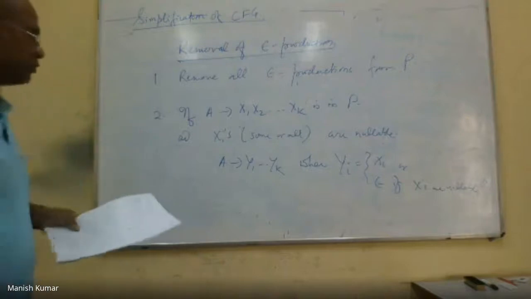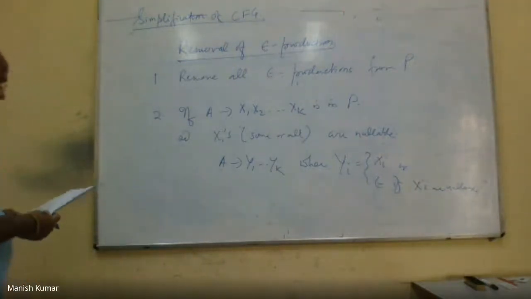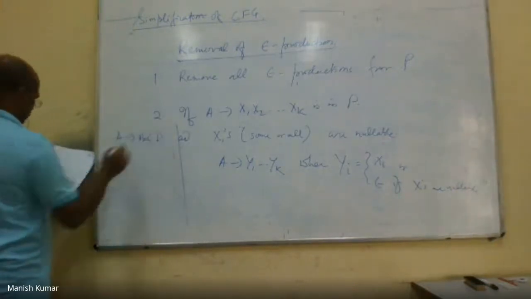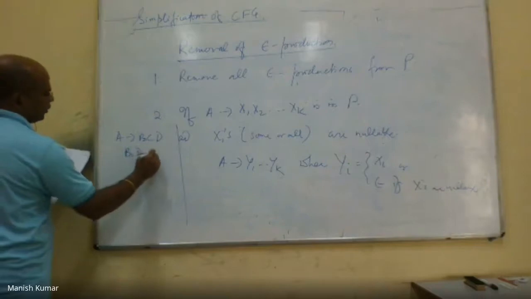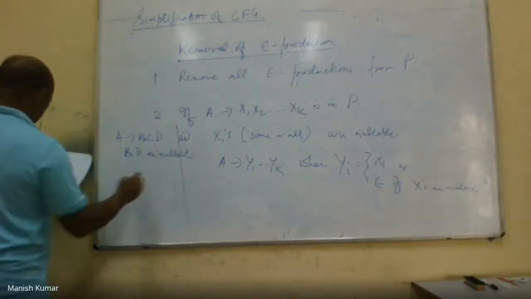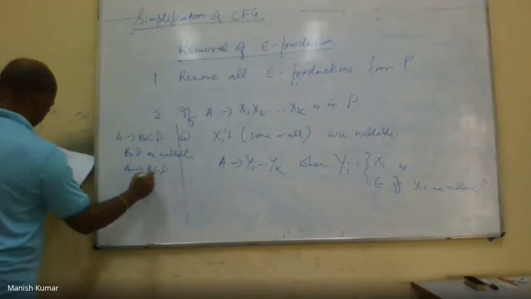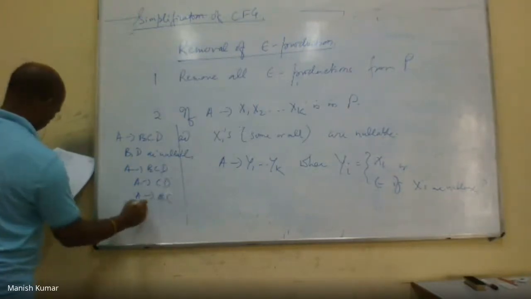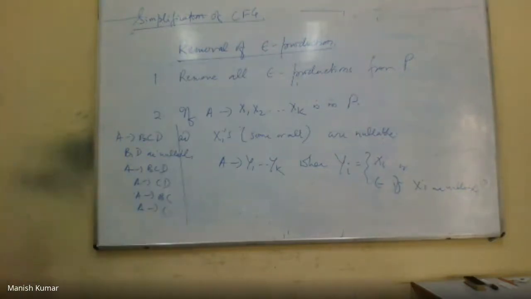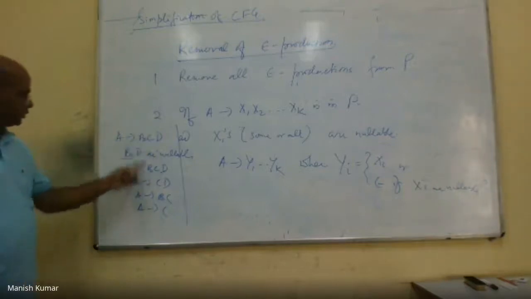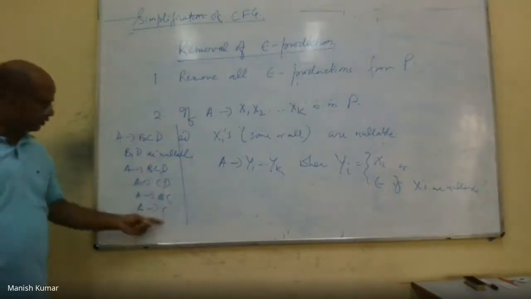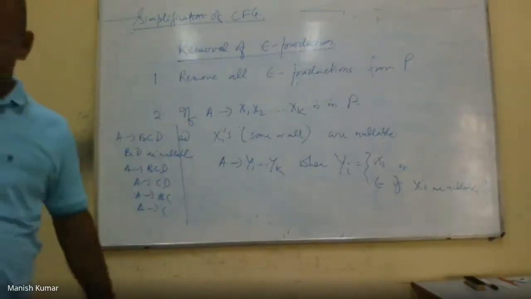Same example we have just seen. Why this? As I told you, if A is B, C, D and B, D are nullable, then A goes to B C D, then A C D, A B C, and A C. All these will be included. Simply what you are doing is replacing B with epsilon, then D with epsilon, then both with epsilon, and this set will be generated.